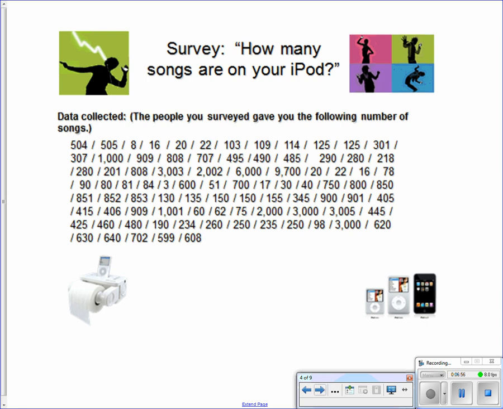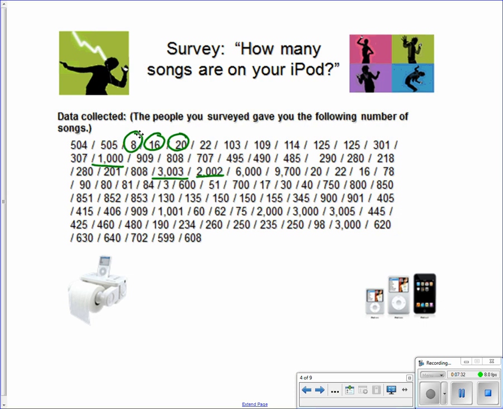Let's say we survey how many songs are on your iPod. Now, this is all the data I collected. Now, notice I have some numbers that are low, like 8 and 16 and 20. I have some numbers that are very high, like 1,000, 3,003 here, 2,002. Okay, and then a bunch of numbers that fit in between there. I have numbers all over the place. Okay, so that would be a sampling. So each one would be a person I surveyed. So one person had 504, another person had 505, and 8 and 16. So that's how many songs that different people had on their iPods.